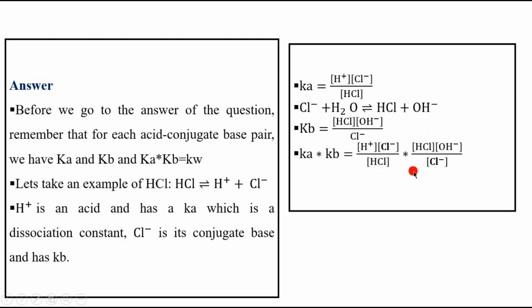We see that Ka times Kb is equal to Kw. So this is the relationship between Ka and Kb, so we know that Ka times Kb is equal to Kw. For each acid conjugate base pair, we have Ka times Kb, which is equal to Kw. Now let's go to the question that we have.